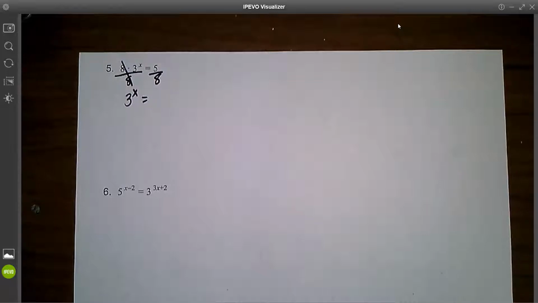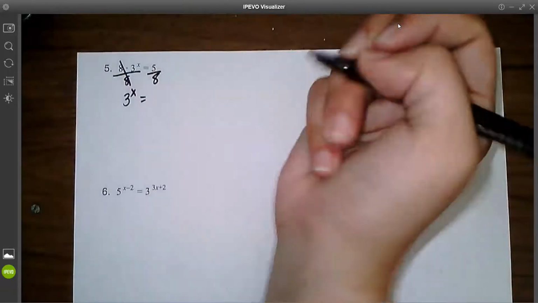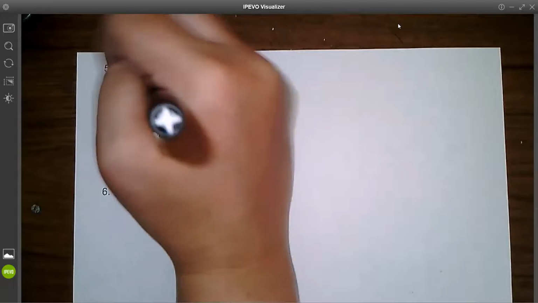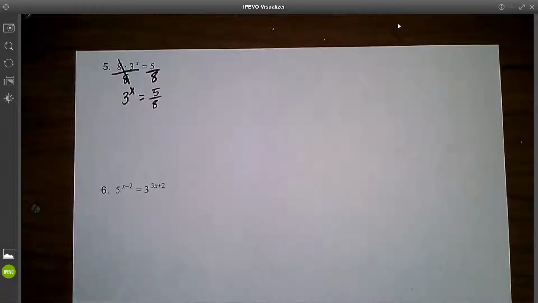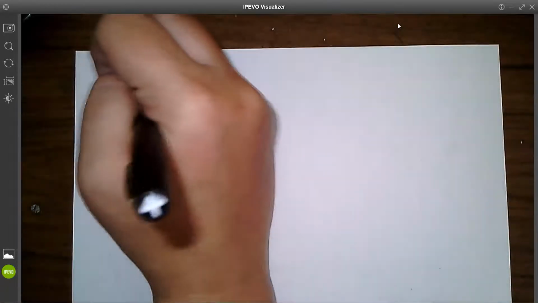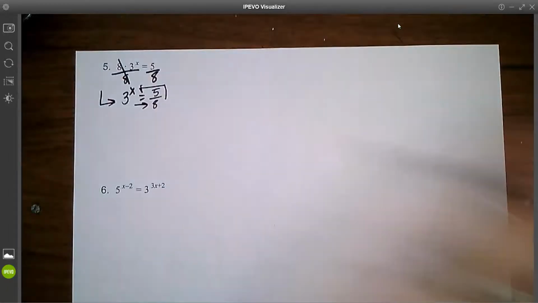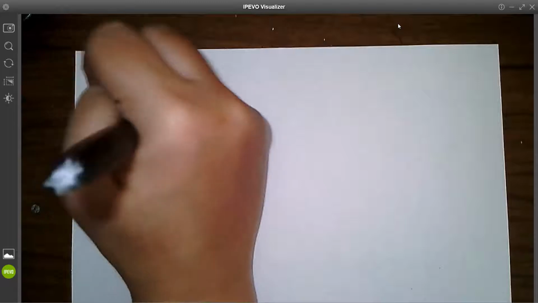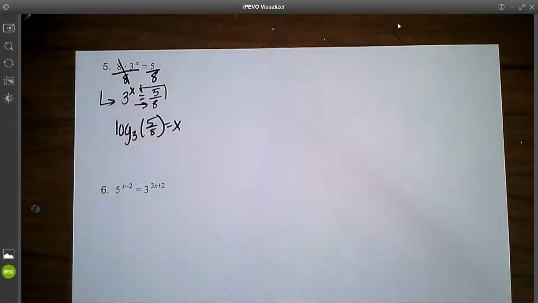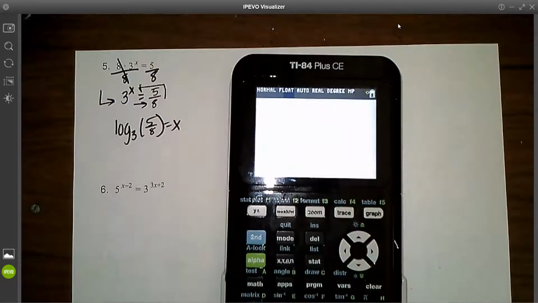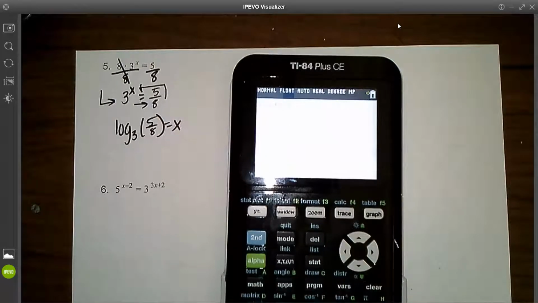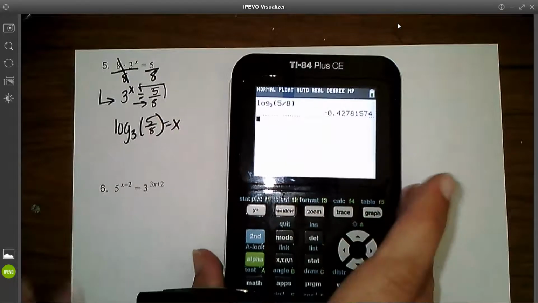5/8 is 0.625, or you can just leave it as 5/8. I like fractions better than decimals, personally. Then I will convert it to log form. So log base 3 of 5/8 equals x. And then I'm just typing it in my calculator. Negative 0.428 if we round to 3 places.